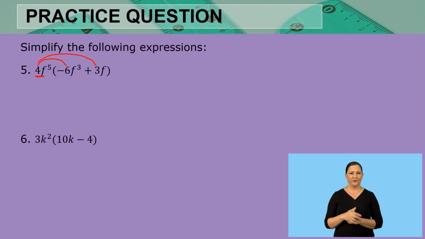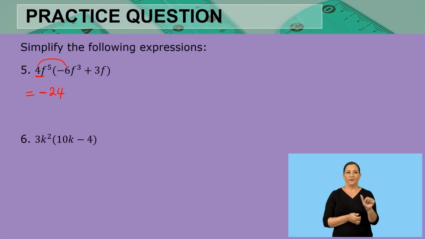So let's start with that first term of the bracket. We have 4 multiplied by a negative 6. Now we are multiplying a positive number with a negative number. So that is going to give us a negative answer. 4 multiplied by a negative 6 is negative 24.